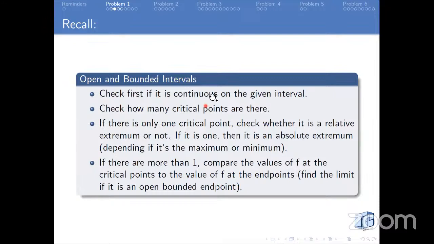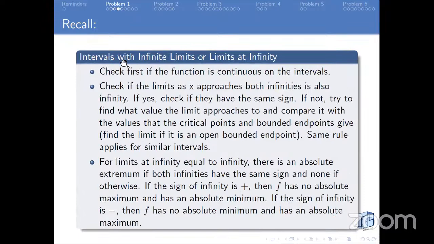If there are more than one, compare the values of f at the critical points to the value of f at the endpoints, or find the limits if it is an open-bounded endpoint. And let's proceed ulit sa isa pang recall. Paano pag intervals with infinite limits or limits at infinity? Check first if the function is continuous on the intervals. Check if the limits as x approaches both infinities is also infinity. If yes, check if they have the same sign.